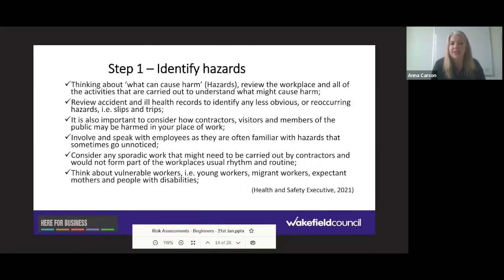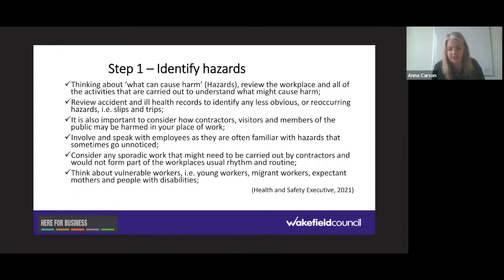So the first step is to identify the hazards. So what do we need to do? Well, think about what can cause harm. And as we've said, these are the hazards. So review your workplace and the activities that you carry out to understand what could cause harm. Now, a way to do this is to walk around your workplace and look at the environment.